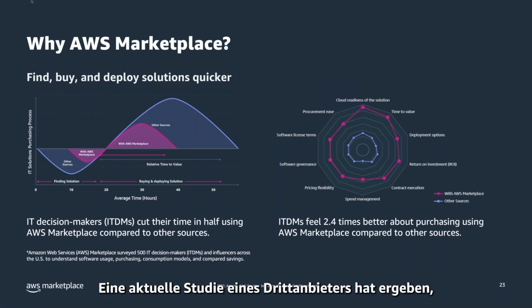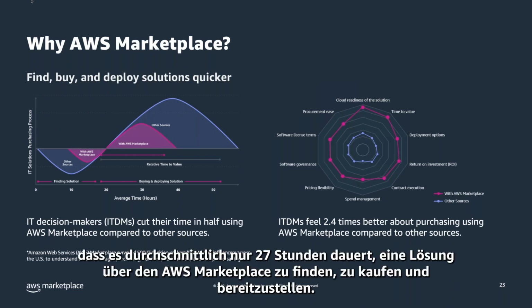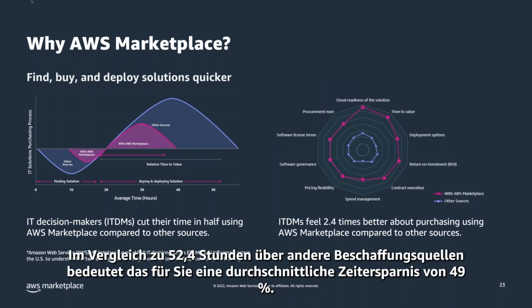There's a recent third-party research. It found that it takes an average of just 27 hours to find, buy, and deploy a solution through AWS Marketplace, compared with 52.4 hours through other procurement sources. And that's an average time saving of 49% for you.